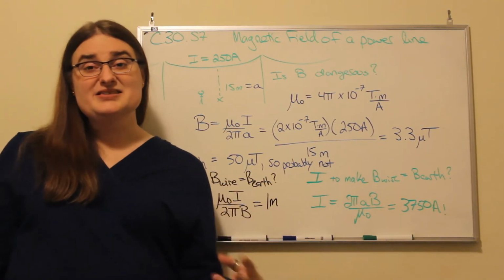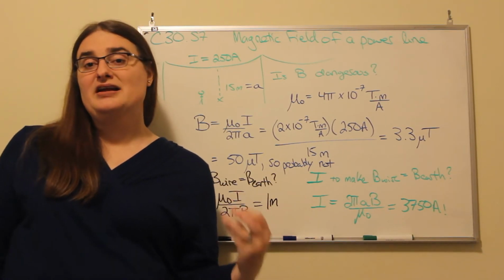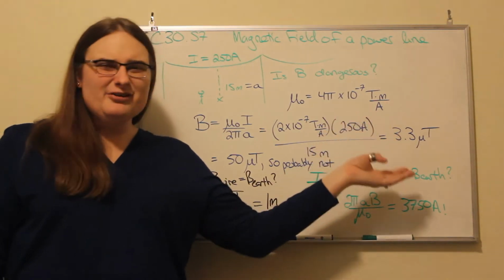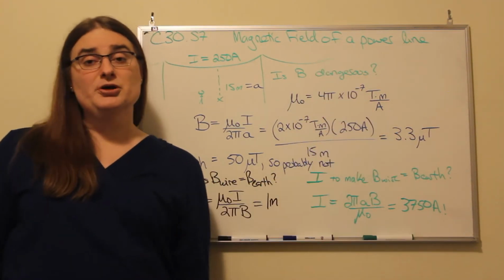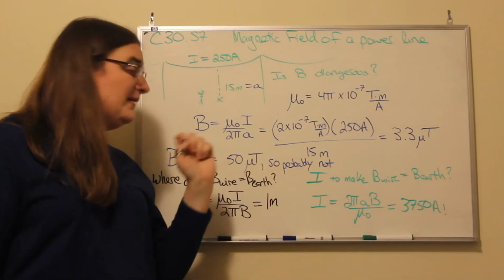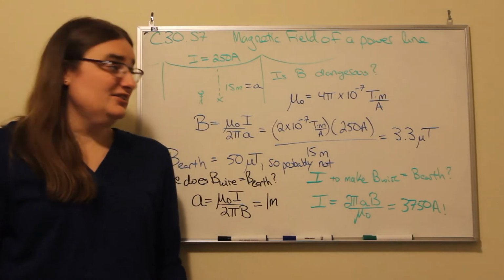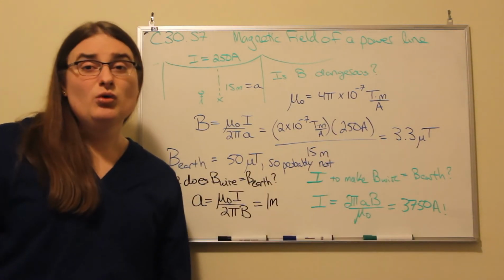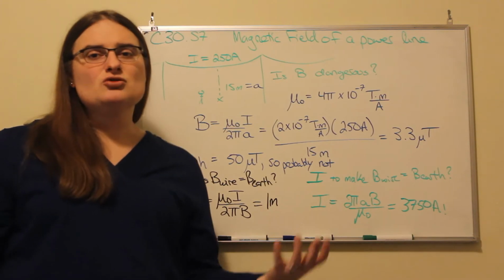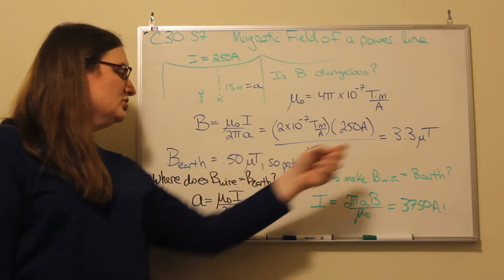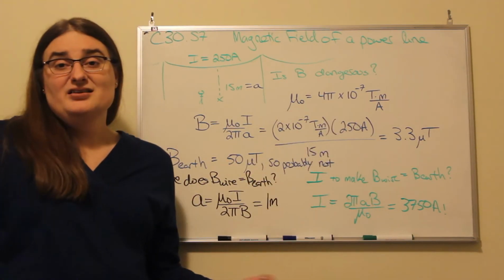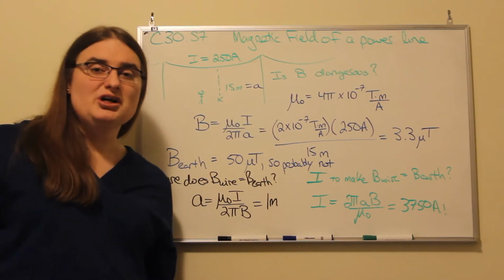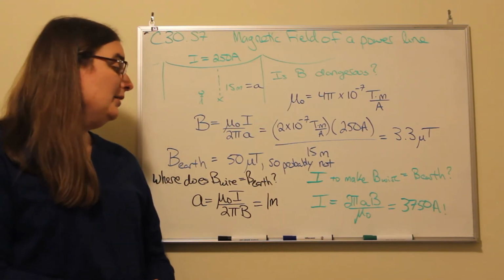Now, a Tesla is a massive amount of magnetic field, so what is a microtesla? If 1 is pretty big, well, Earth's magnetic field is about 50 microtesla. So that means we're about 12 to 13 times smaller than the magnetic field of Earth. So, probably not a problem.